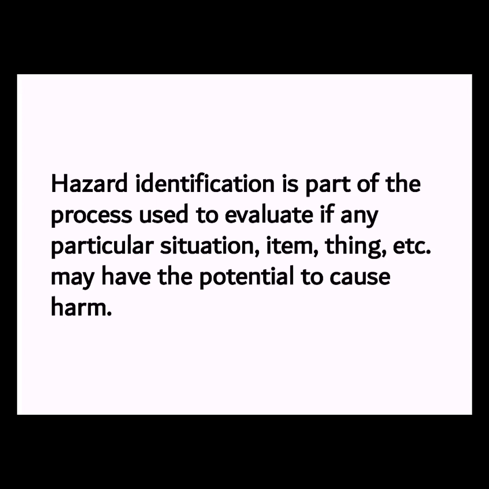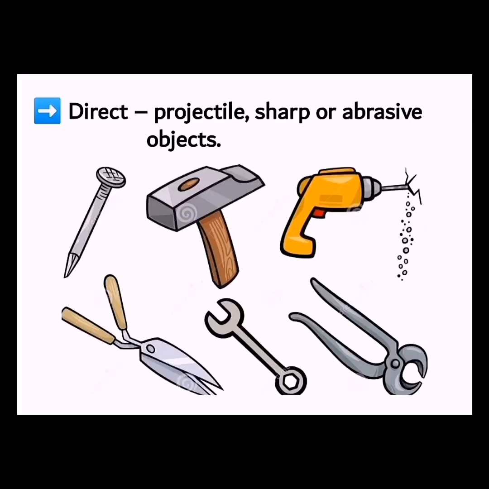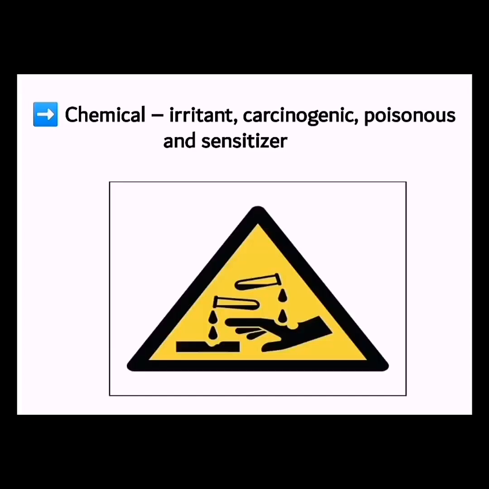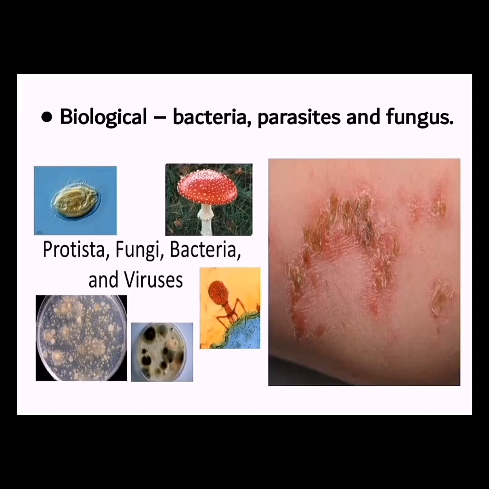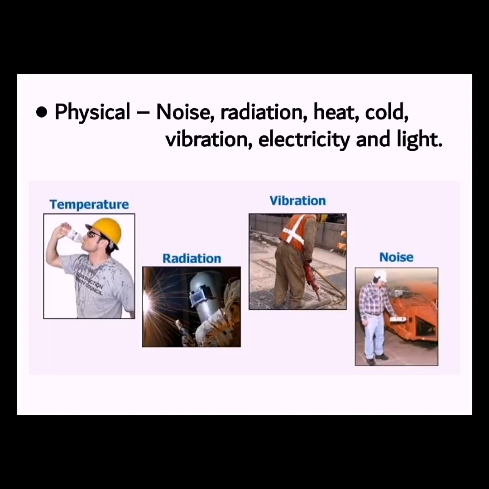Hazard identification. Hazard identification is part of the process used to evaluate if any particular situation, item, thing, or act may have potential to cause harm. Physical: direct, projectile, sharp, or abrasive objects. Chemical: irritation, carcinogenic, poisonous, and sensitizer. Biological: bacteria, parasites, and fungus. Physical: noise, radiation, heat, cold, vibration, electricity, and light.